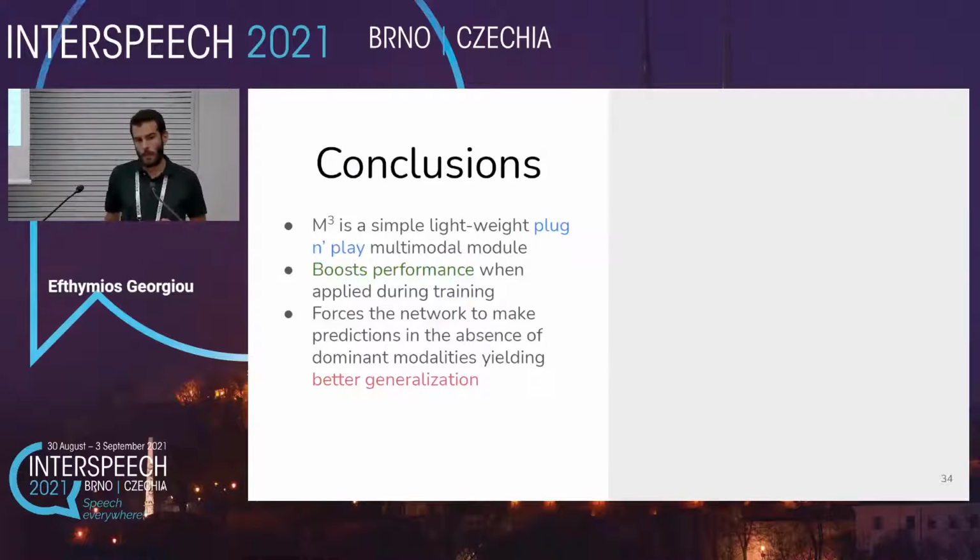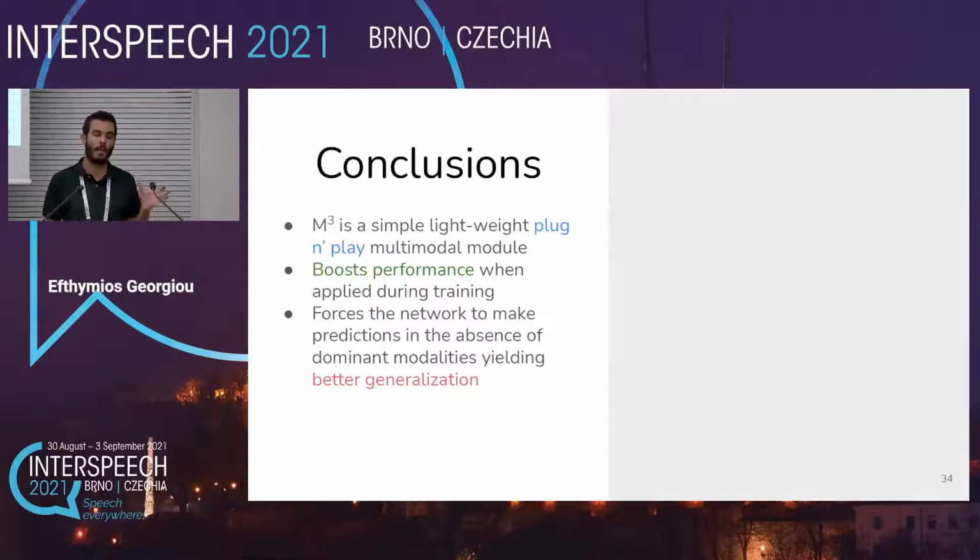To conclude, we've introduced M3, which is a layer that can be applied to any multimodal network without any architectural modifications and without any additional learnable parameters. We've experimentally verified that it boosts performance when applied during the training procedure compared to the baseline model. And our intuition on why M3 works is that it forces the network to make a correct prediction in the absence of some randomly chosen or some more dominant modalities.